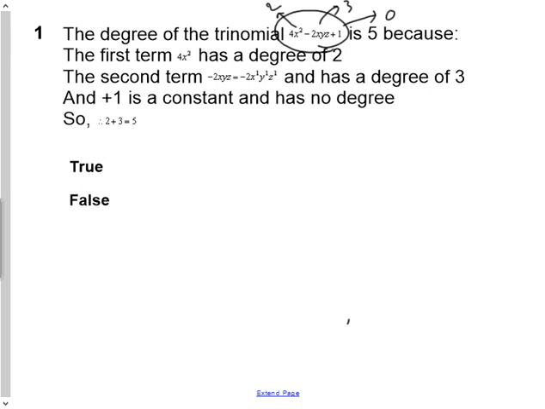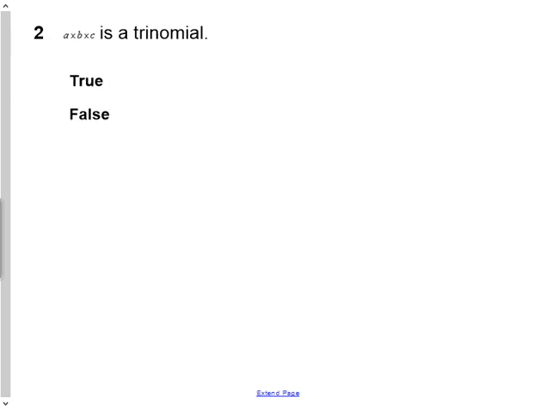So in this particular trinomial, the degree of it is actually not 5. It is a degree of 3. The whole thing has a degree of 3 because this term has its highest degree. And therefore, the answer to the first question is false. The degree is not 5. It's not the sum of all of the degrees of the terms. It's the degree of the term within the trinomial that determines the degree of the polynomial. I know it's a mouthful, but I think you get the idea.